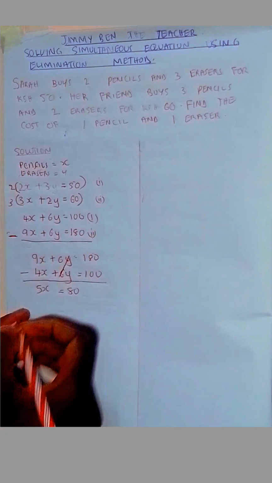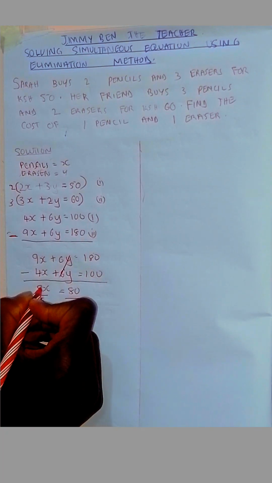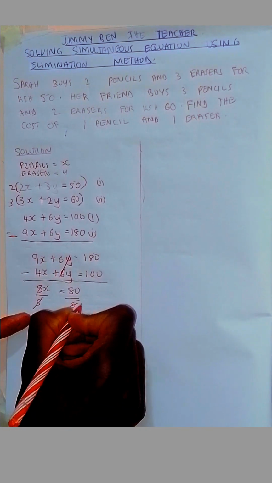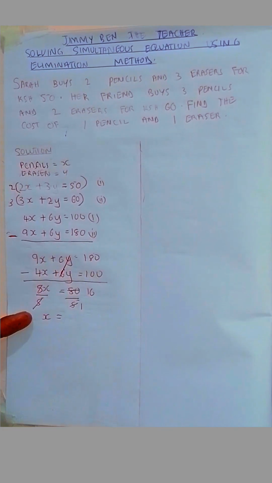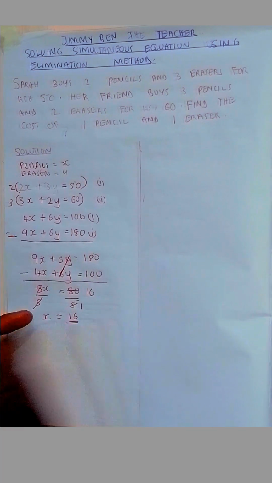So what is the value of x? We divide both sides by 5. Very good. Divide by 5, divide by 5. The value of x will be 80 divided by 5, which is 16. So the value of x is 16. That is the first step.